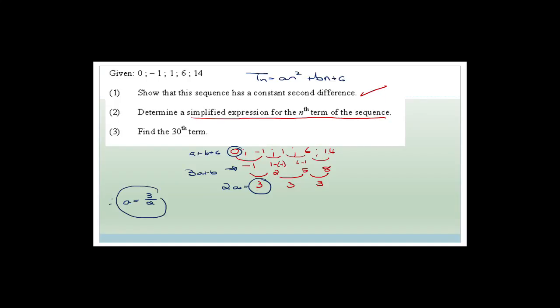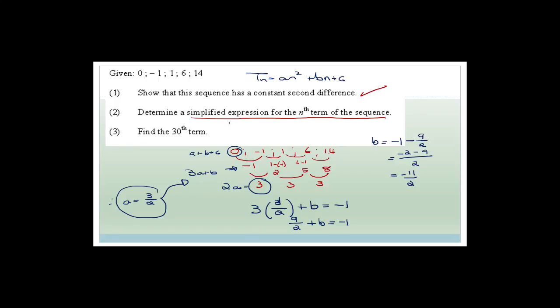We're now going to take that and substitute it into here. So we've got 3 times 3 over 2 plus b is equal to negative 1. So 3 times 3 is 9. So we've got 9 over 2 plus b equals minus 1. Now we can solve for b. So b is equal to minus 1 minus 9 over 2. The common denominator is 2. So I've got minus 2 minus 9, which is minus 11 over 2.